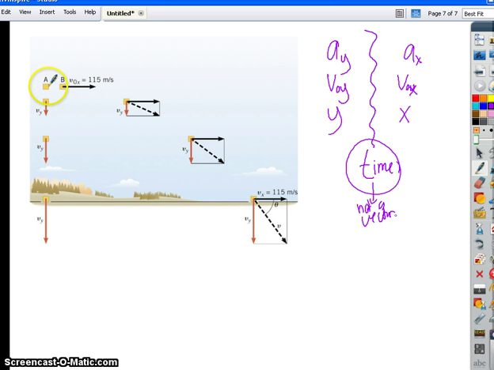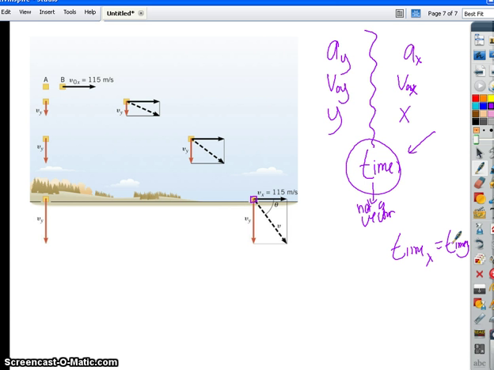The time it takes for this package to fall in the y direction is the same time it takes for it to hit the ground in the x direction. Basically, it hits the ground at the same exact time in both directions. Okay, so time is the limiting factor. So that is our biggest problem-solving tip for projectile motion: the time in the x direction equals the time in the y direction every single time.